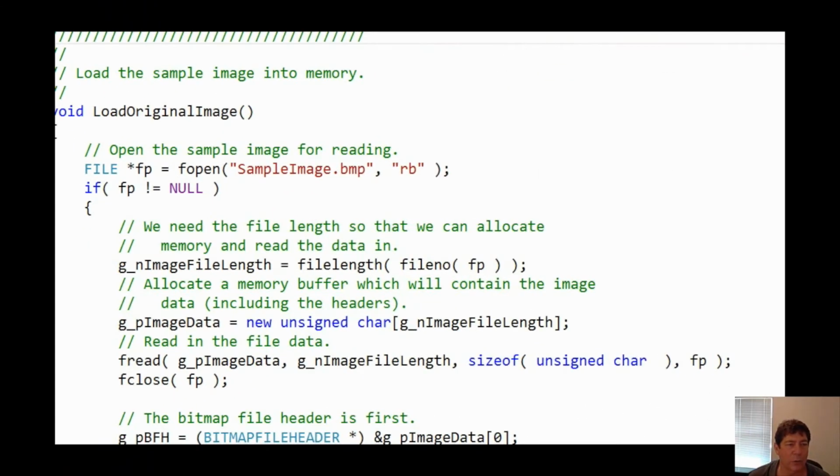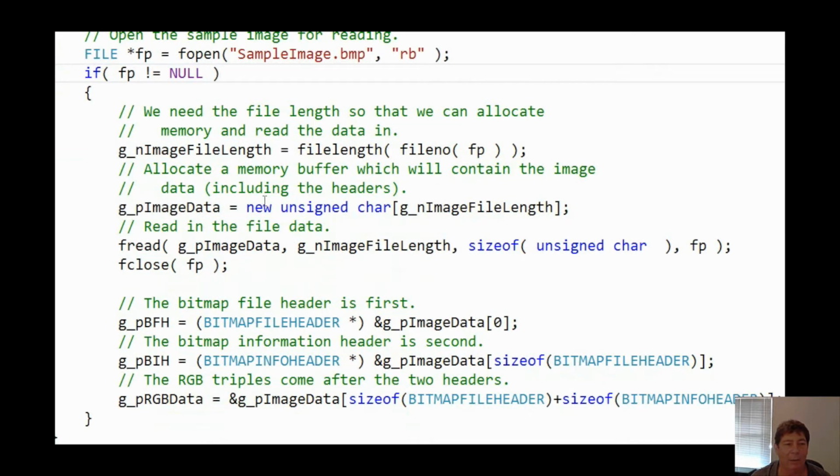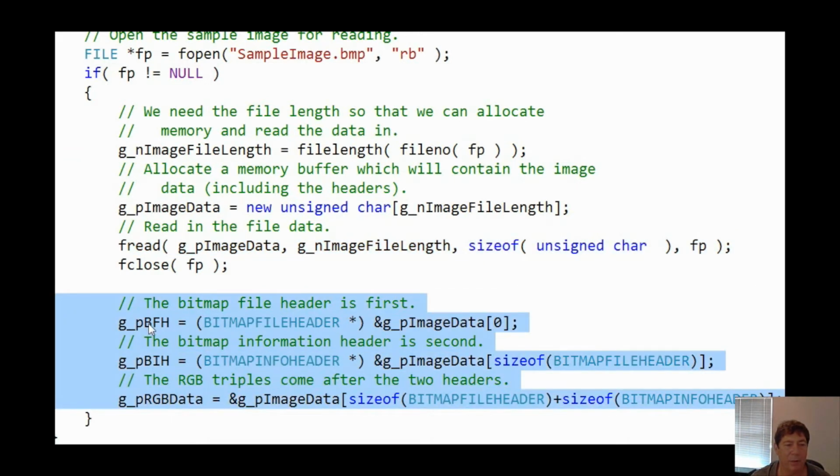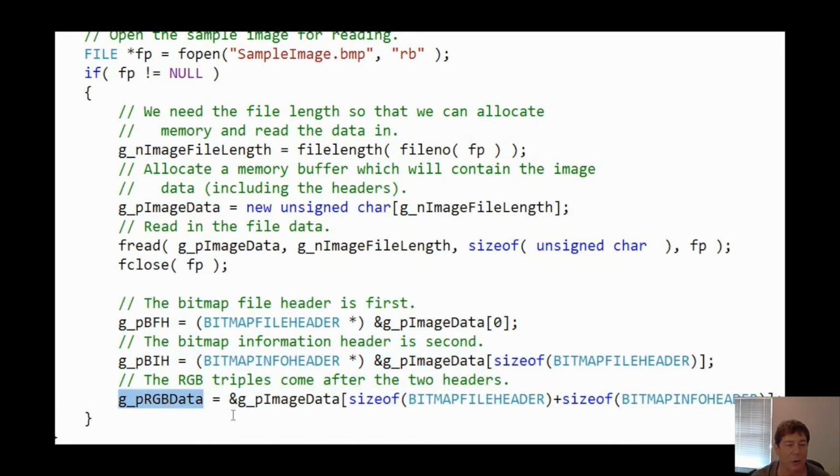Okay, so let's take a look at some source code. The first thing I'd like to point out is this load original image function. It simply opens sample image.bmp, which is included in the sample demo project, which is zipped up and can be accessed from this web page. It gets the file length, it allocates the buffer, it reads in the entire file, and then just to point that out, there's a bitmap file header, a bitmap information header, and then following that is the actual RGB data. So I've got pointers to all three of those things.